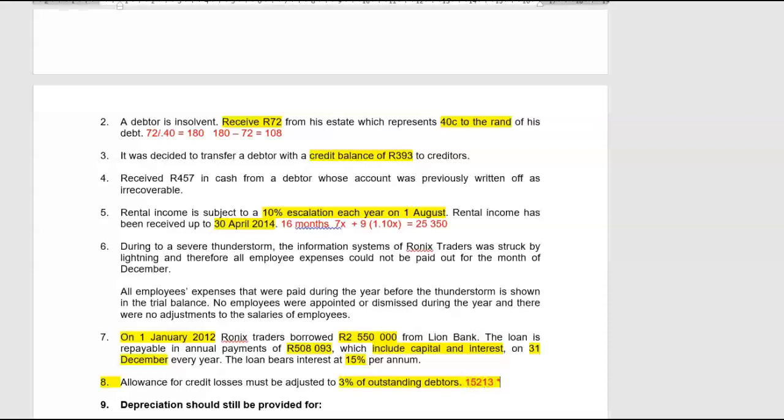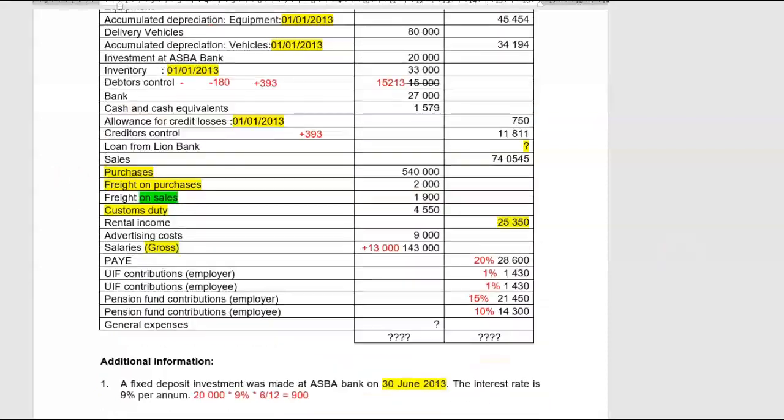So if we then take our 15,213 and multiply that by the 3%, this entity is not a VATable entity, so that means that we do not take any account of any VAT whatsoever. That will give us a total of 456. And that is what we want the closing balance to be on our allowance for credit losses. We have to check whether we have an existing allowance for credit losses, and we see there we have 750. So we no longer wish to have that balance of 750. We would actually love to have a balance of 456.